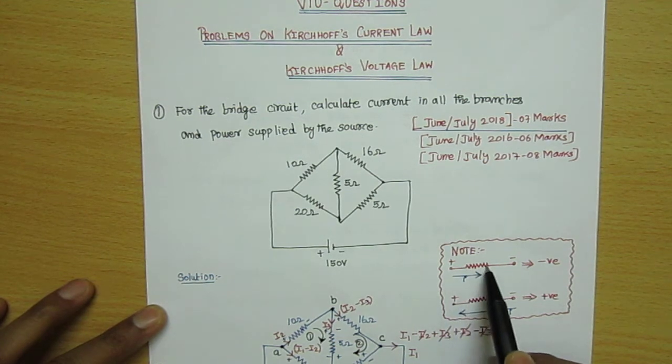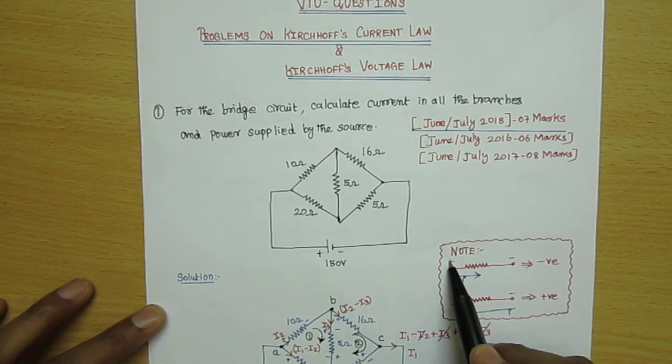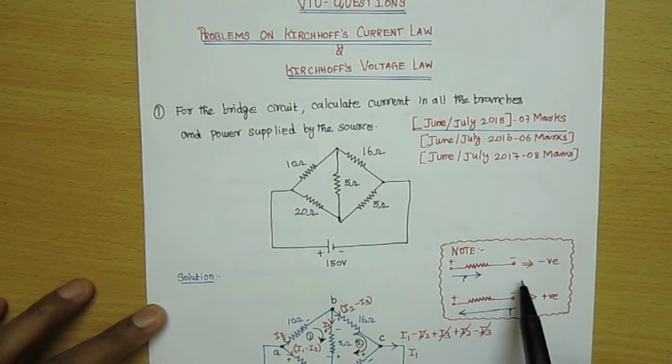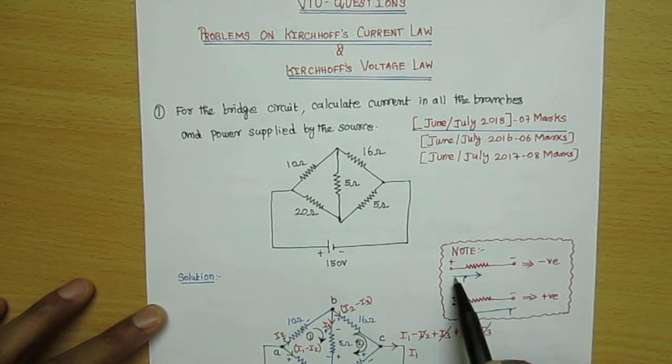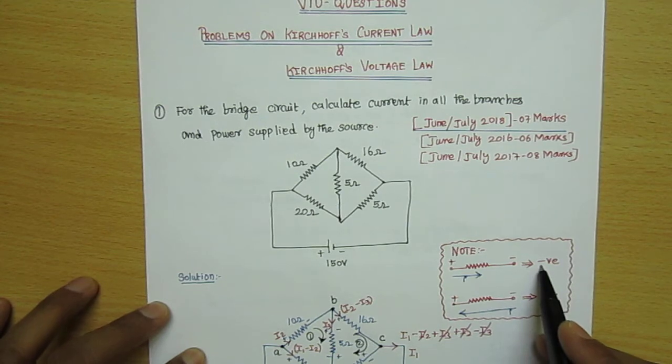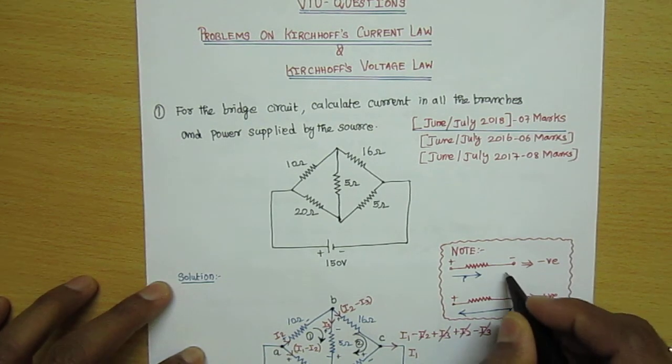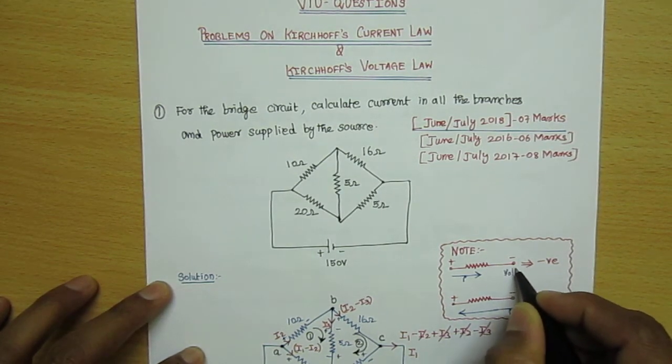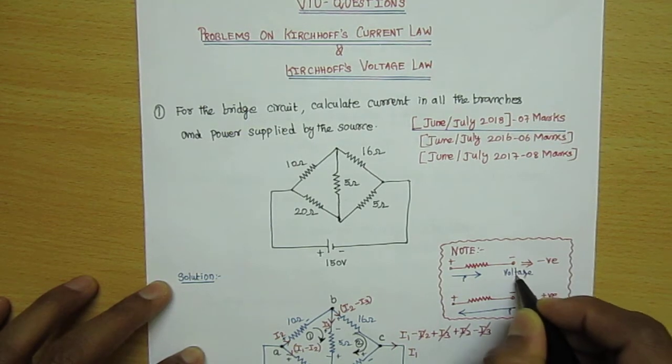Whenever a resistor is like this, the starting terminal I am naming as plus and the ending terminal as minus. Whenever the current flows from plus to minus, that is from higher potential to lower potential, we have to put the sign negative. That is called a voltage drop.